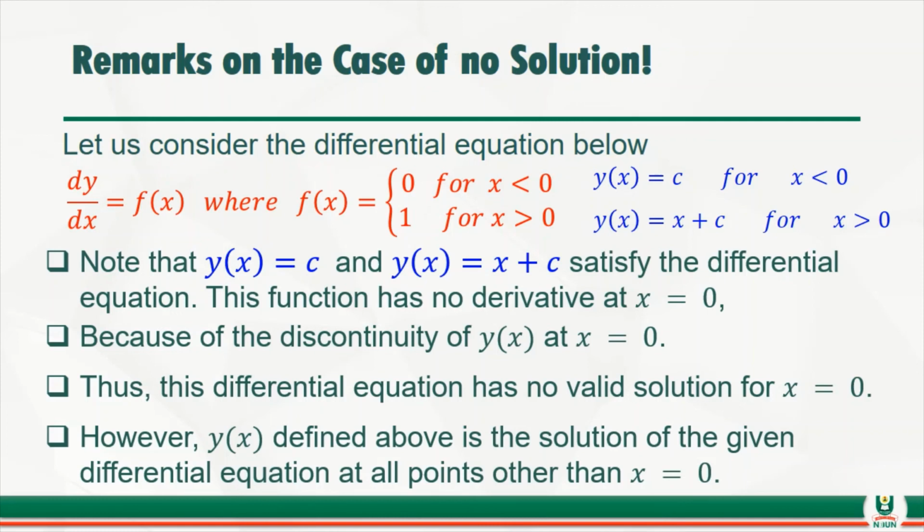Number 2. That means that the solution y(x) we are talking about is discontinuous at x equals 0. Number 3. Thus, we can say now that the differential equation has no valid solution for x equals 0. However, y(x) as defined above is the solution of the given differential equation at all points other than at x equals 0. So which means that in this case, there is no solution at x equals 0. So we're going to stop here.